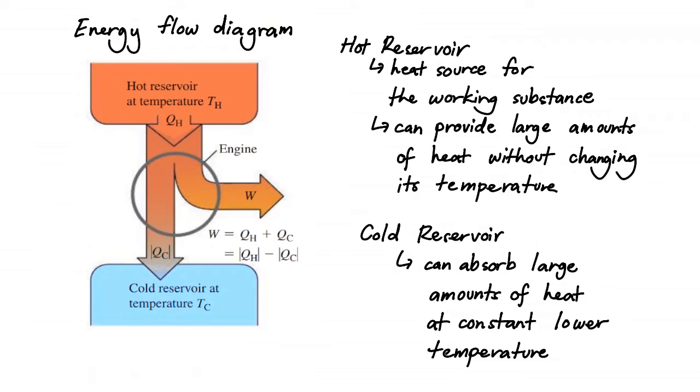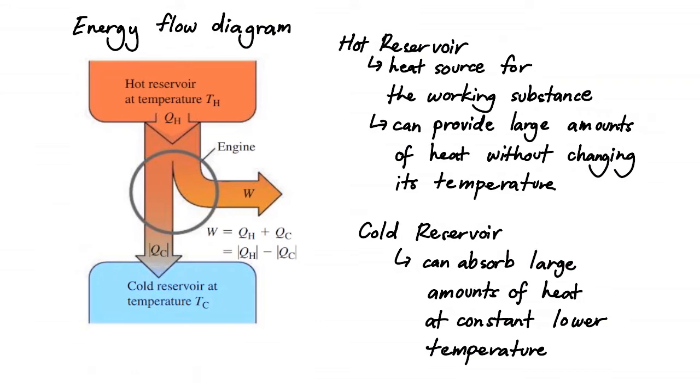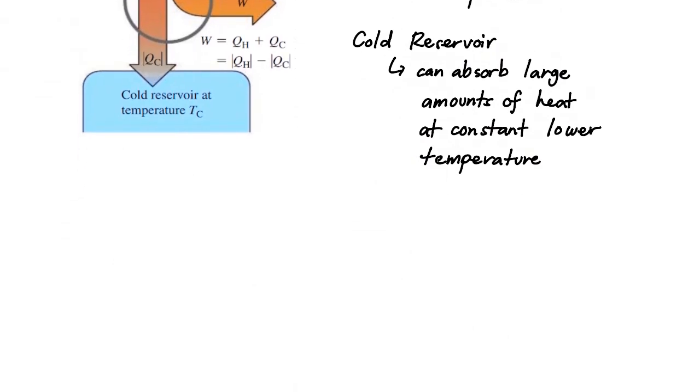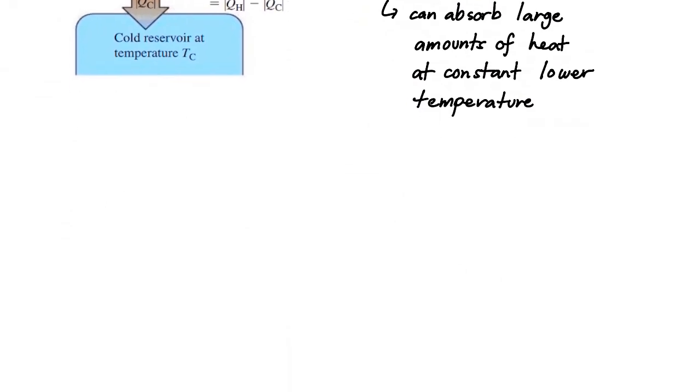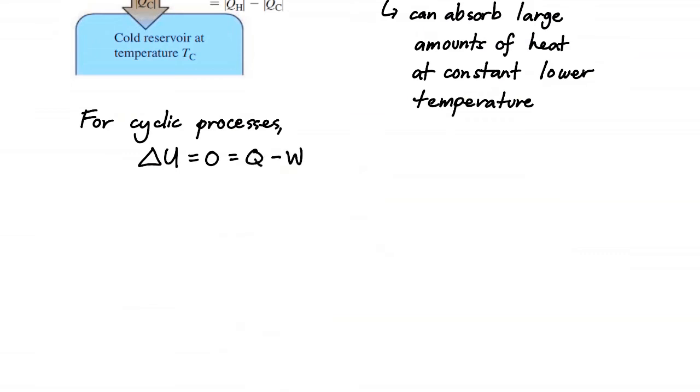So from what we've mentioned before, a simple heat engine will follow a cyclic process para sa ating working substance. So let's apply the first law of thermodynamics for cyclic processes. We know that for cyclic processes, the change in the internal energy ng working substance natin should be zero. And from the first law of thermodynamics, our delta U should be equal to Q minus W.